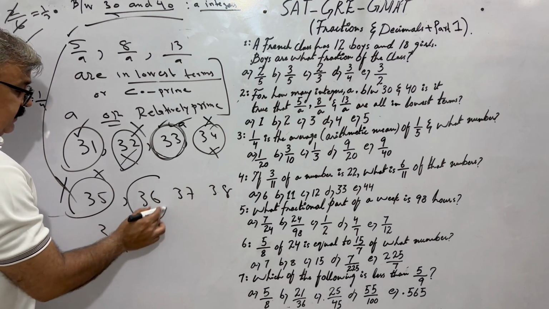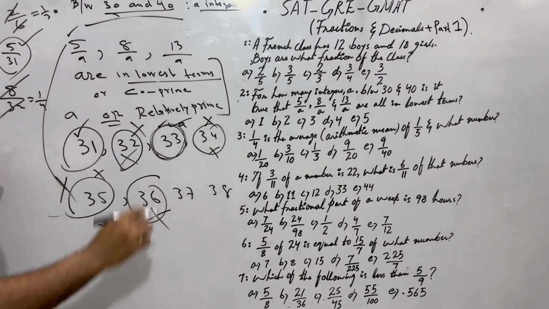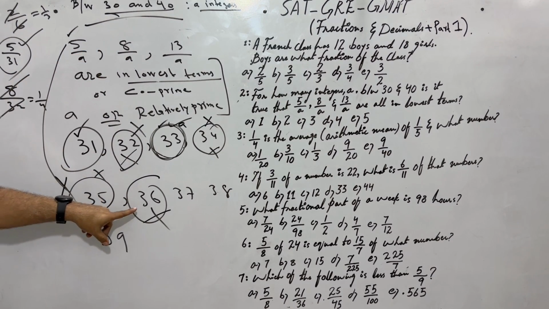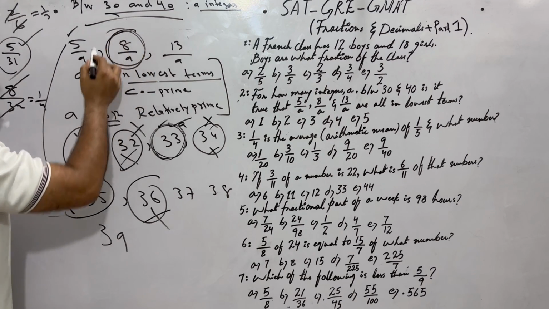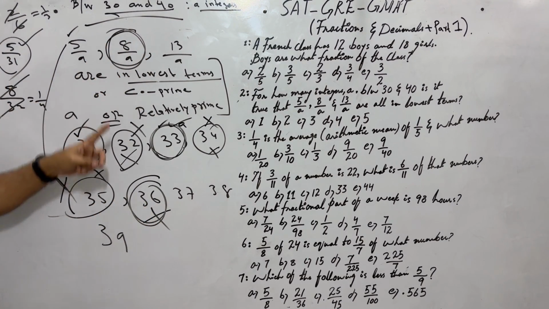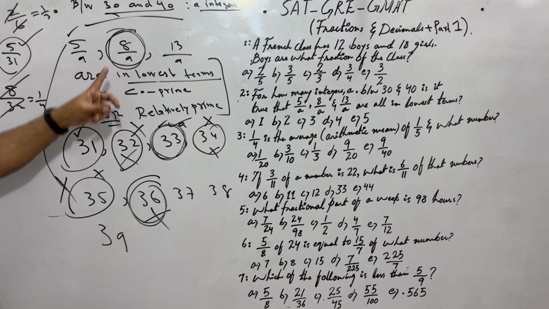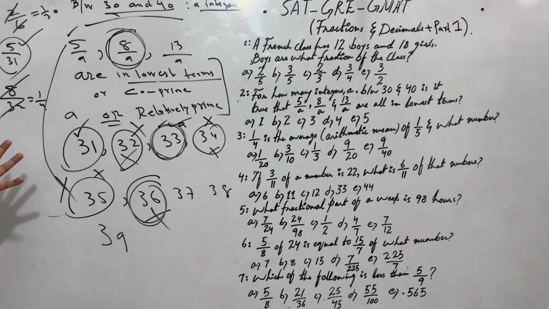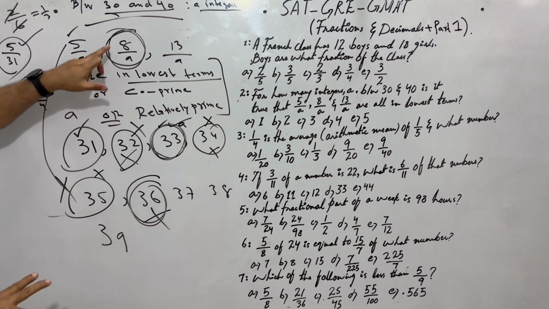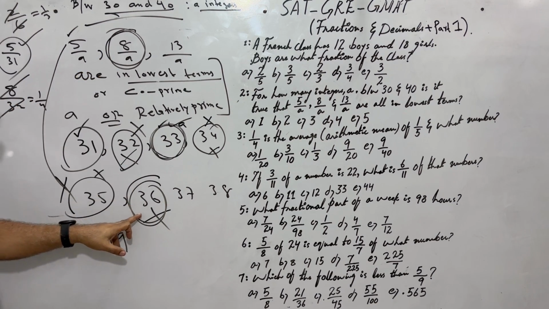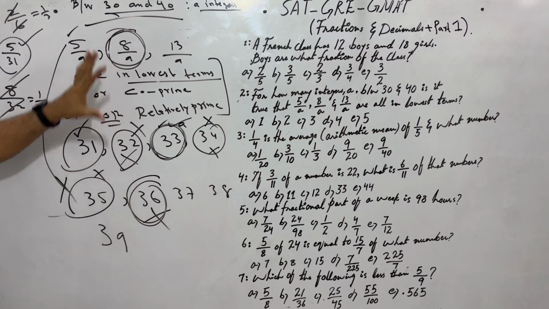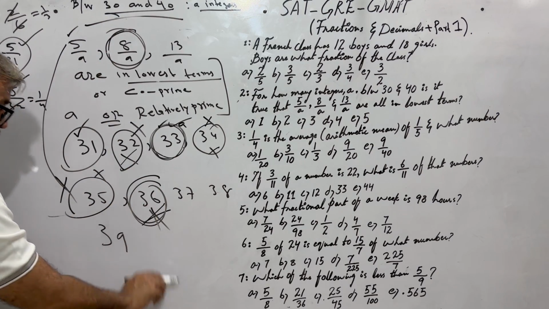What about 36? 36 is also ruled out because 8 and 36 have common factors of 2 as well as 4. 4 divides 8, and 4 times 9 is 36. 2 divides 8, and 2 times 18 is 36. They have common factors 2 as well as 4. That's why we have to discard this as well.